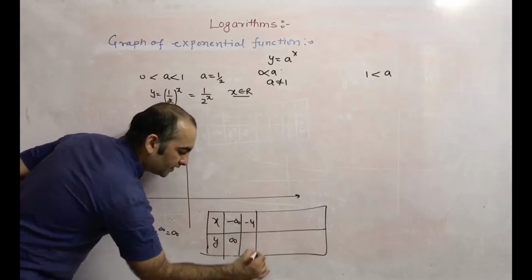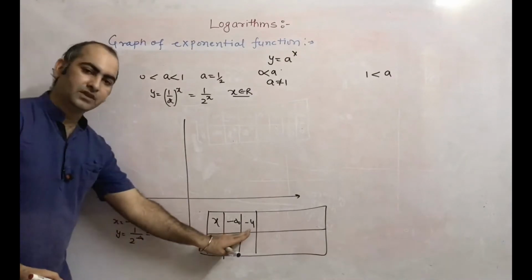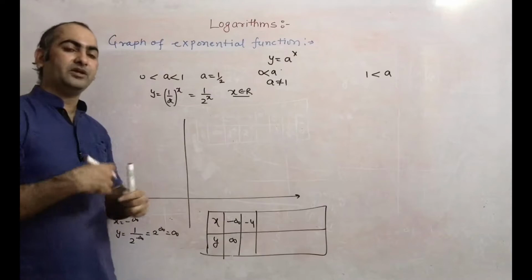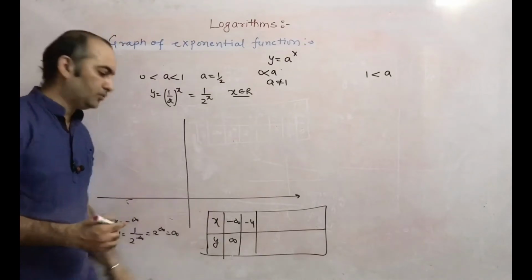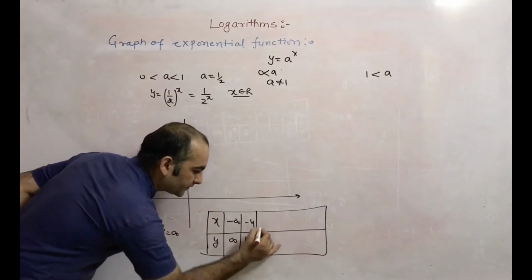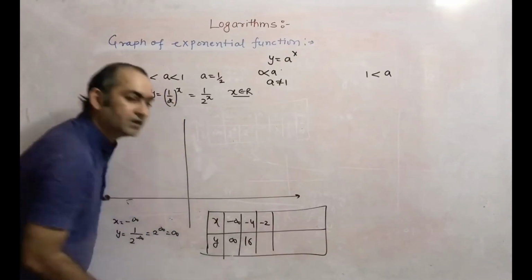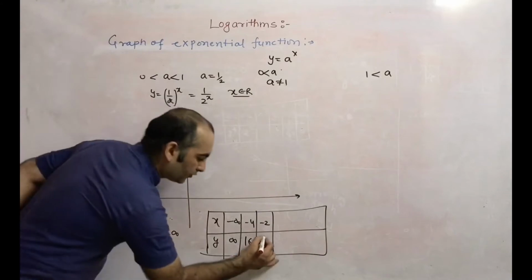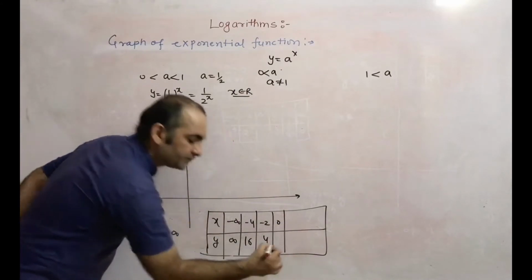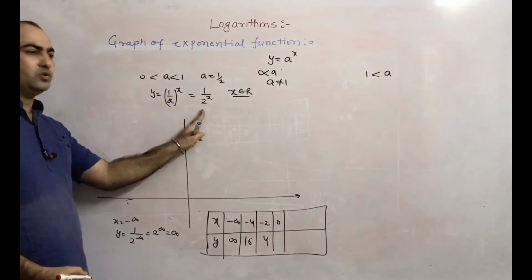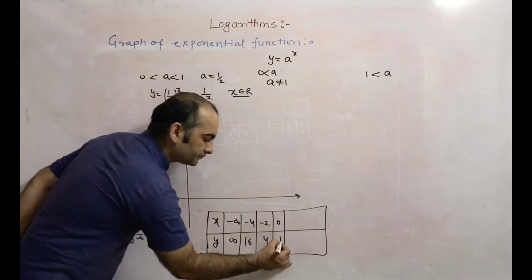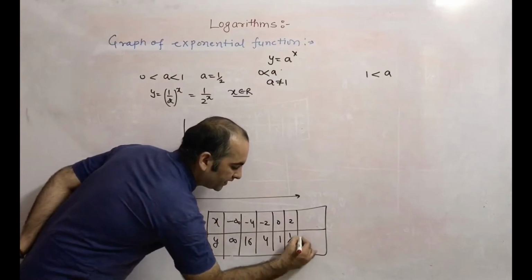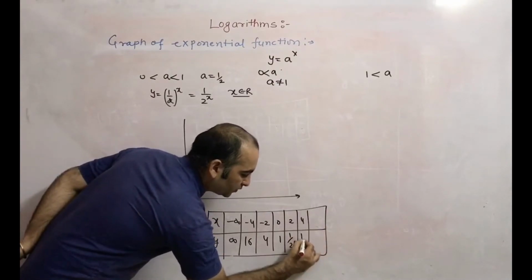Then we put x as minus 4. 1 by 2 power minus 4 gives 2 power 4 in the numerator, which is 16. If we put minus 2, then 1 by 2 power minus 2, which we can write as 4. If I put 0, then 1 by 2 power 0 is 1. If we put 2, we get 1 by 2 square. If I put 4, then 1 by 2 power 4.